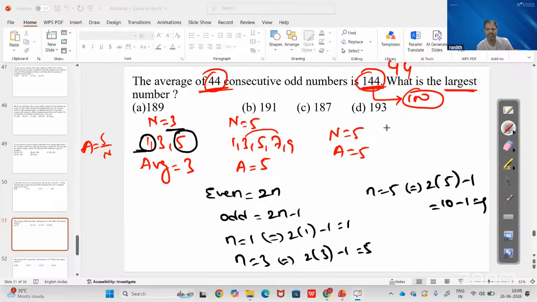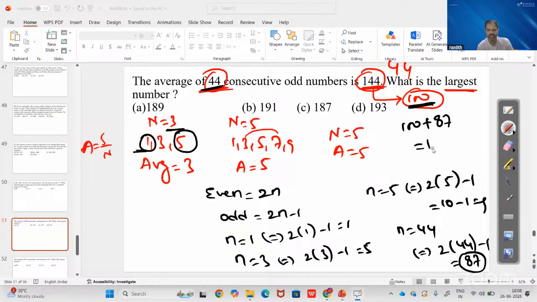If we have 44 numbers here, n equal to 44, so 2 into 44 minus 1, 88 minus 1 equal to 87. But extra is 100, so 100 plus 87 is equal to 187. So the answer equal to 187.